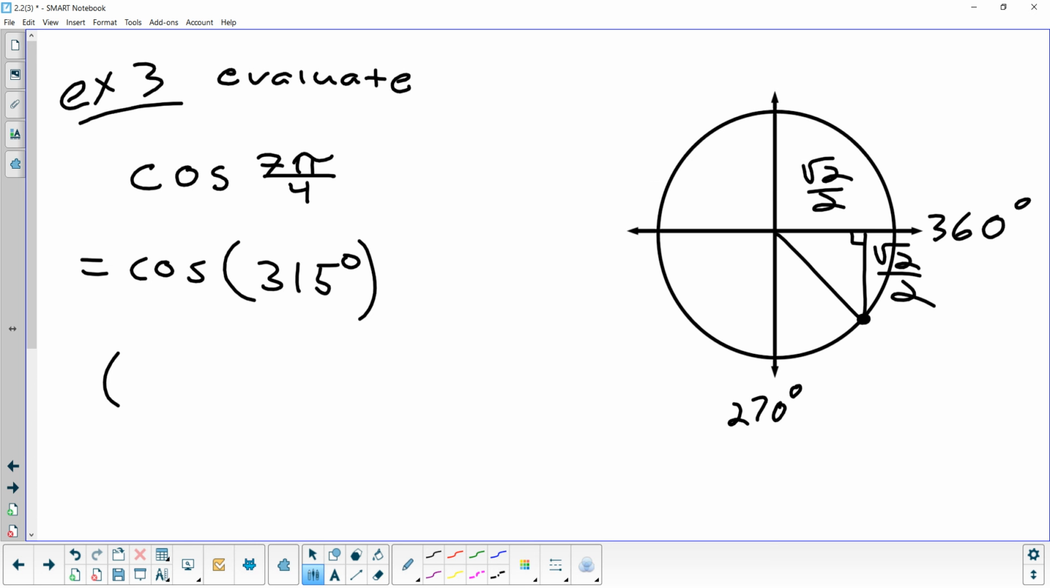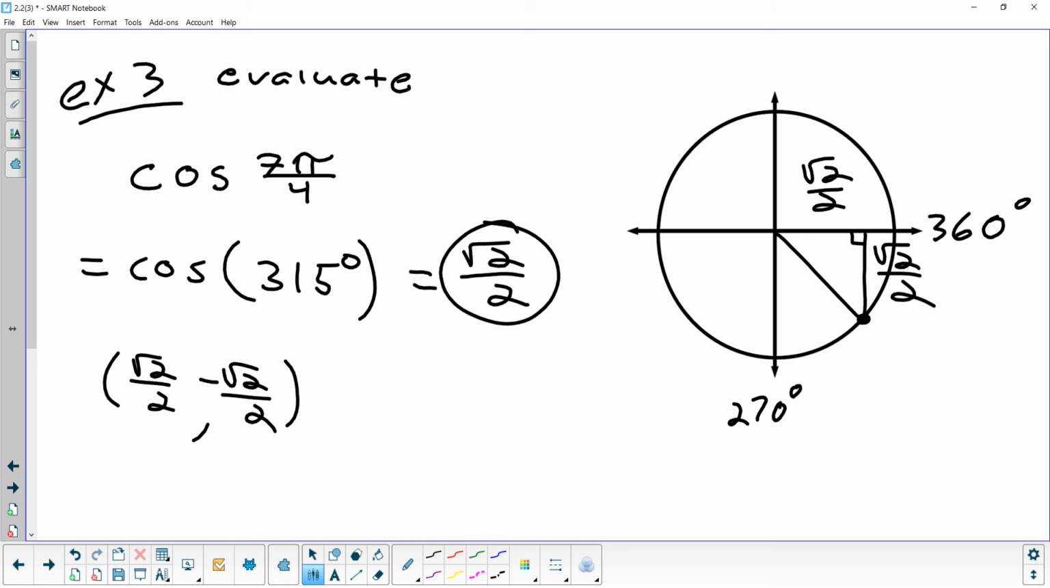So James, what's my coordinate for 315? Square root of 2 over 2, negative square root of 2 over 2. Right. Any coordinate in quadrant 4 is going to have a positive x and a negative y. And Colby, now that we have our coordinate, can you tell me the cosine? Square root 2 over 2. Correct. Square root 2 over 2. And we're done. Any question on that?